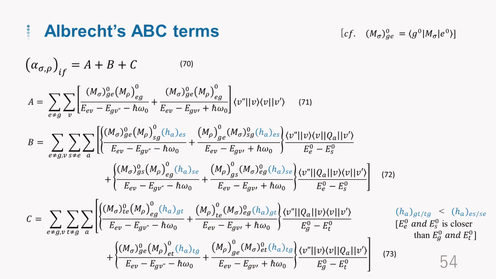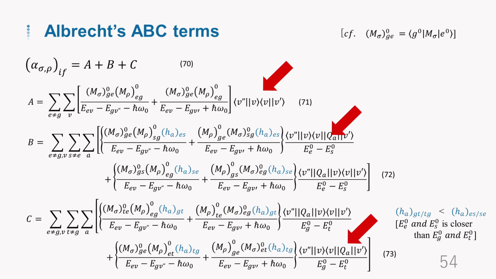Then I only show the result. Based on this consideration, we can show that the Raman tensor can be separated, classified into 3 groups, A, B, C. This is so-called Albrecht's ABC terms. The A term is different from B and C.